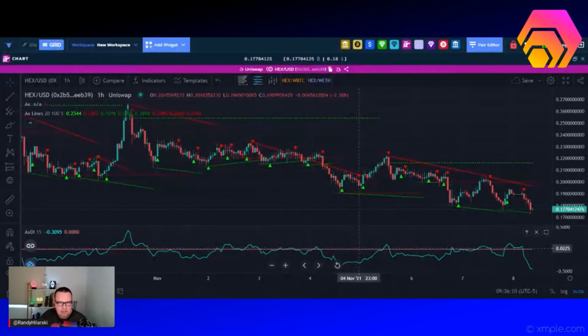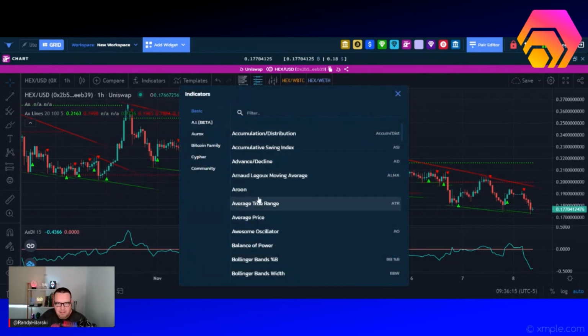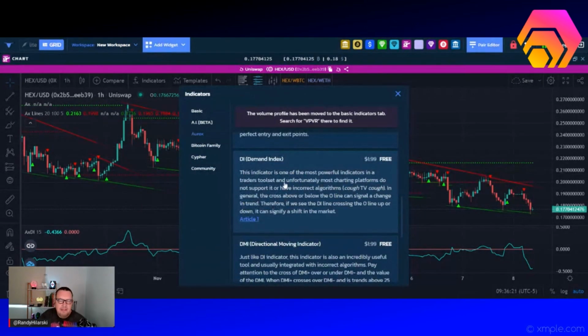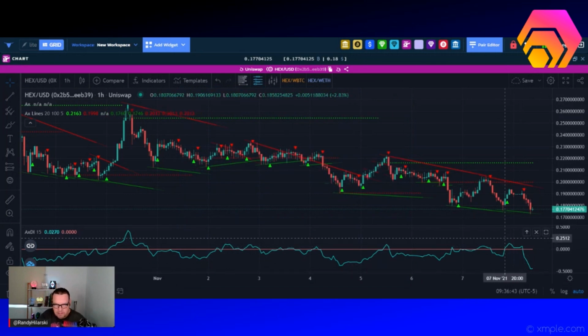Down here is the DI, the demand index. People have been asking me what these mean. The demand index is one of the most powerful indicators in a trader's tool set. Unfortunately, most charting platforms do not support it or have incorrect algorithms. In general, the cross above or below the zero line can signal a change in trend. Therefore, if we see the DI line crossing the zero line up or down, it can signify a shift in the market. As you can see, on the hourly, we just dipped way below. This is the lowest it's been in quite a long time.